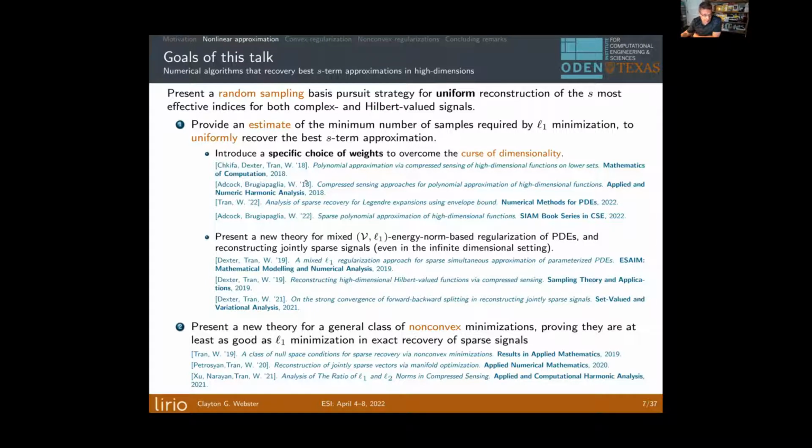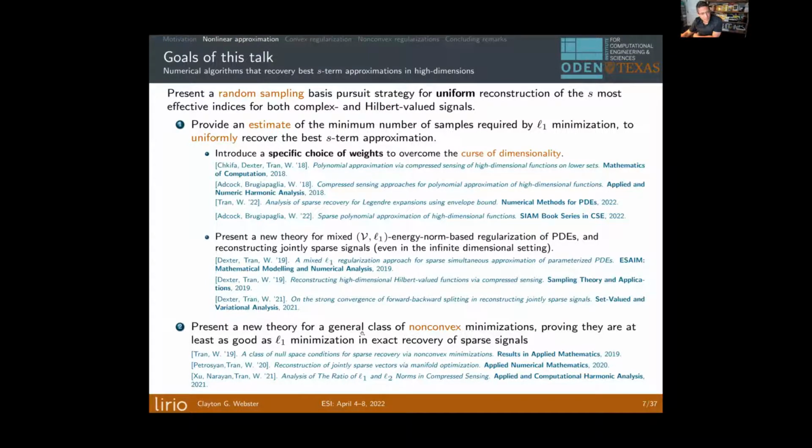And as I mentioned, there are several papers on this, and there's a recent book we put out on this as well. And then I'll show you that we can extend this theory to mixed energy norm-based regularization of a PDE. In other words, we'll reconstruct the joint sparse signal over a mixed space. And again, if you have an elliptic problem, this is H10 mixed with L1. And then there are some corresponding papers that go with that.